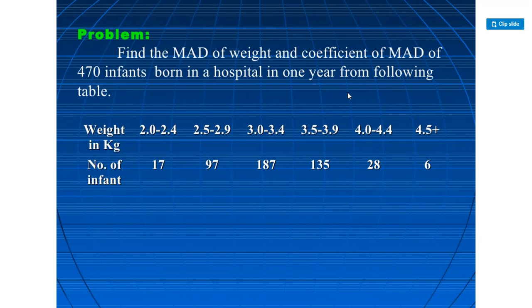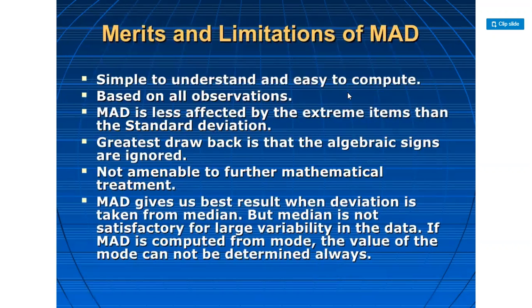Now find the mean deviation of weight and coefficient of mean deviation of the 470 infants born in the hospital in one year from the following table. So here the data is given to us in an exclusive series. It is simple to understand and easy to compute, based on all observations.